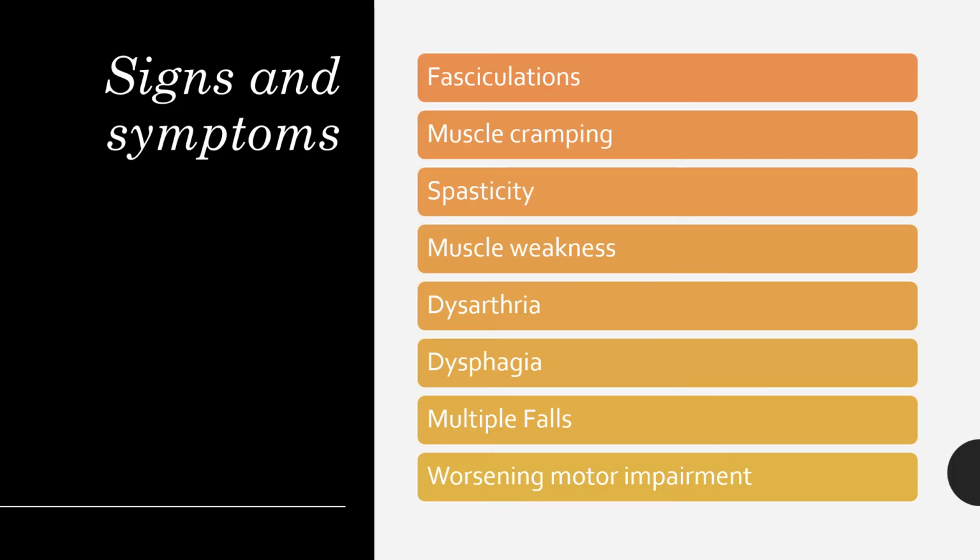The signs and symptoms of ALS typically present in fasciculations, muscle cramping, spasticity, muscle weakness, dysarthria, dysphagia, multiple falls, and then worsening of motor impairment.